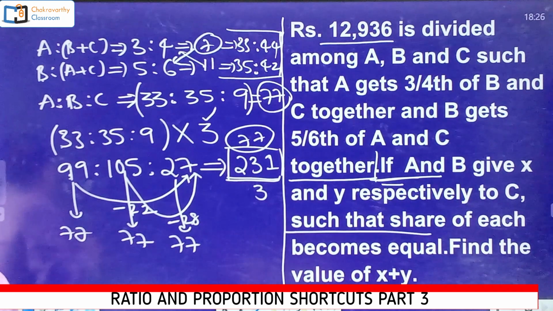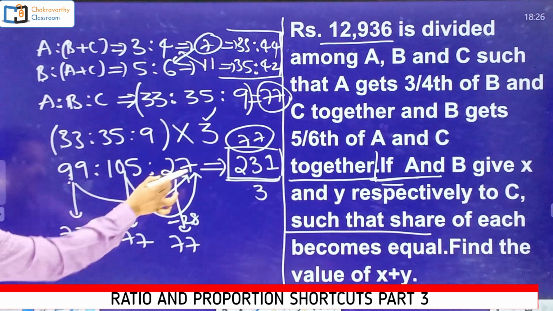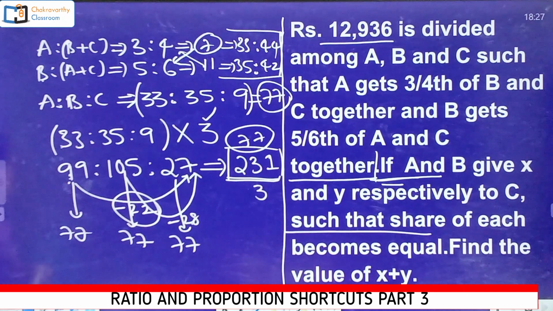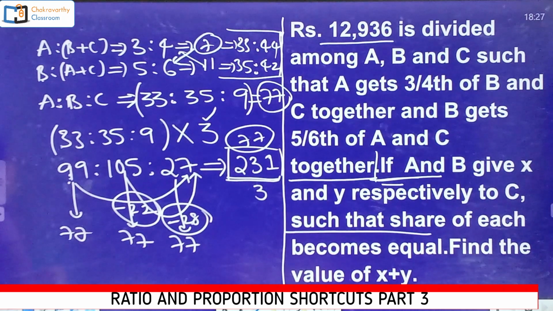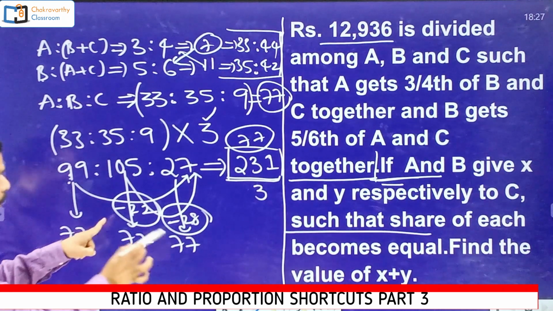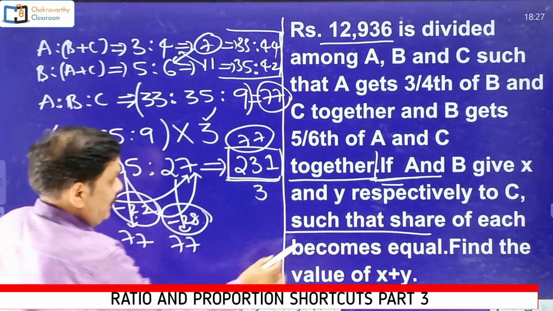Now equal amount. Now what is the value of X here? A has given X to C. X is nothing but 22. And B has given 28 to C. That is Y. Now I need to find out what is the value of X plus Y. How to find it out? I'll just write down here.